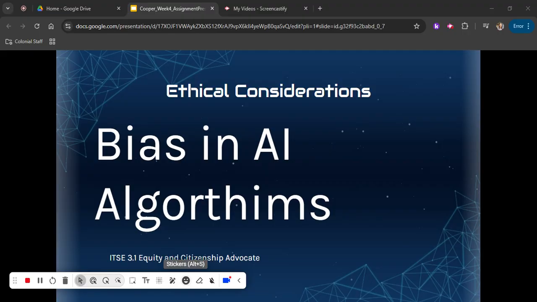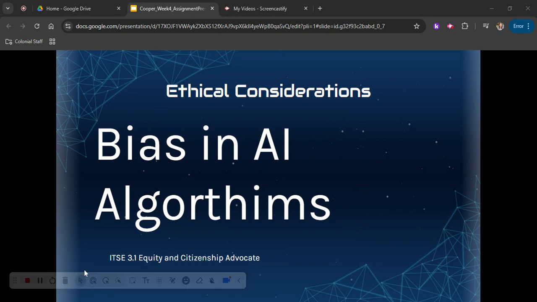The next ethical consideration is bias in AI algorithms. The impartiality of AI models depends on the quality of the data they are trained on. AI methods can exacerbate inequalities in academic achievement if data sets include historical biases. For equity to be achieved, AI decision-making must be fair. This is related to the ITSE Equity and Citizenship Advocate Standard 3.1c, which highlights the importance of demonstrating ethical and inclusive technology use in order to build community trust.